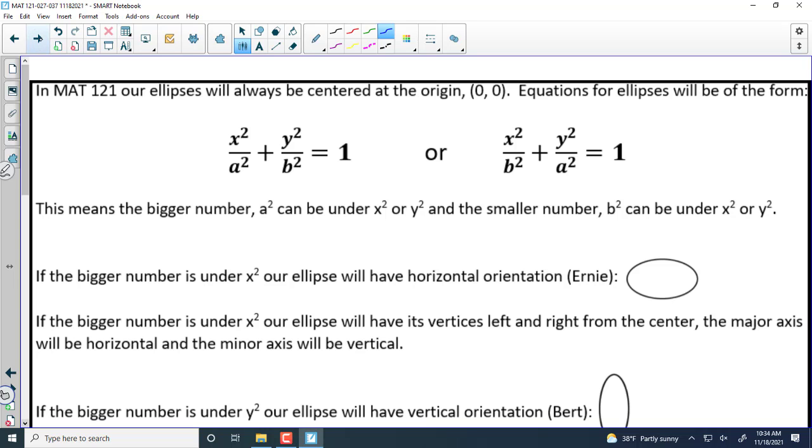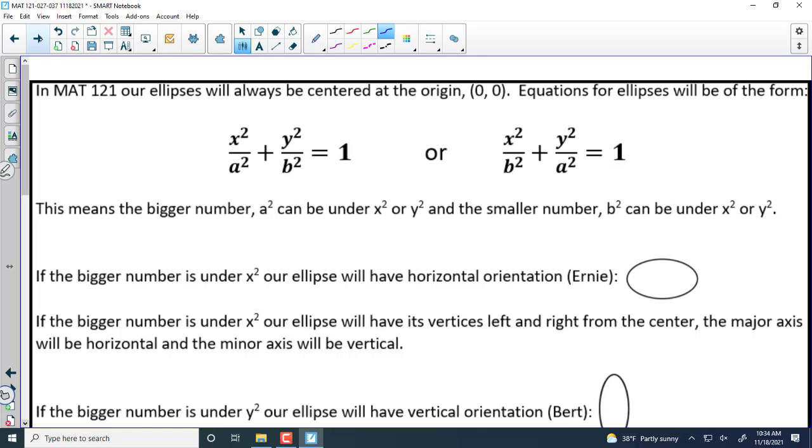So it became clear to me at the end of the last class that, and this is my fault, I was not as clear as I could have been about the structure of an ellipse. And I realized that I did write something in the notes that was a bit misleading, and I apologize for that. Because when I showed you the equation for an ellipse in the notes, I implied that a squared, the bigger of the two numbers, was always under x squared.